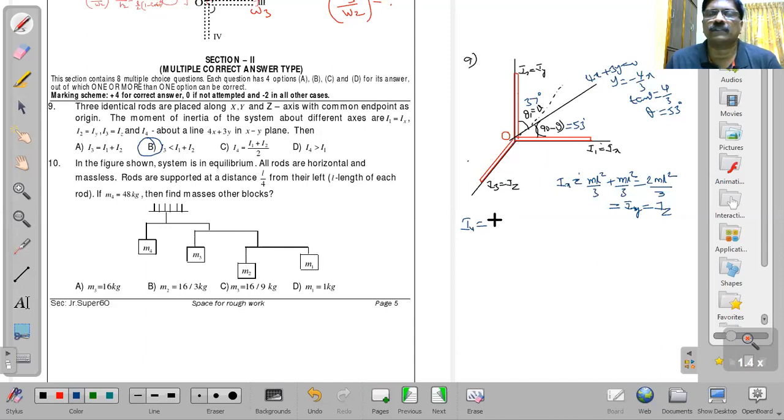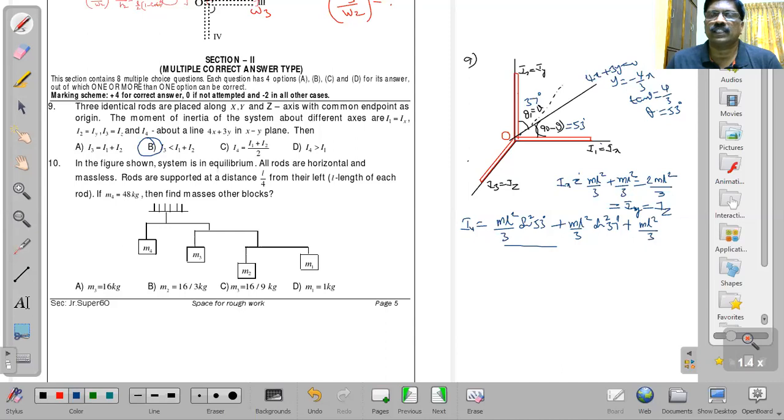Moment of inertia of the first rod is actually the axis passing through one end and makes an angle 53 degree with the rod. That's why moment of inertia is ml square by 3 into sine square theta. Theta means 53 degree. Plus for this rod, the formula is same: ml square by 3 sine square 37 degree. Okay, plus here about this axis, this rod is perpendicular to its axis and passing through one end. That's why ml square by 3 only.